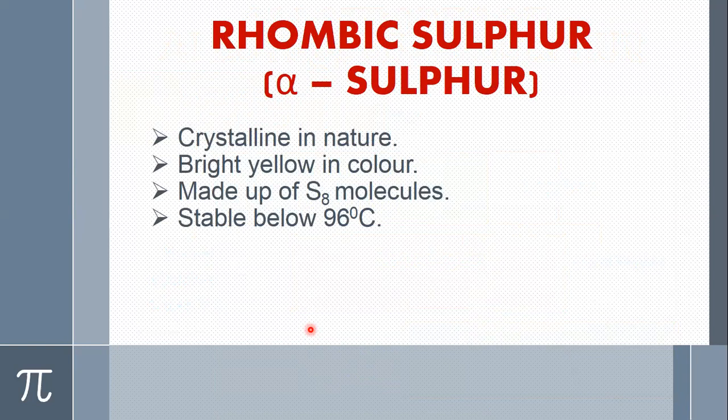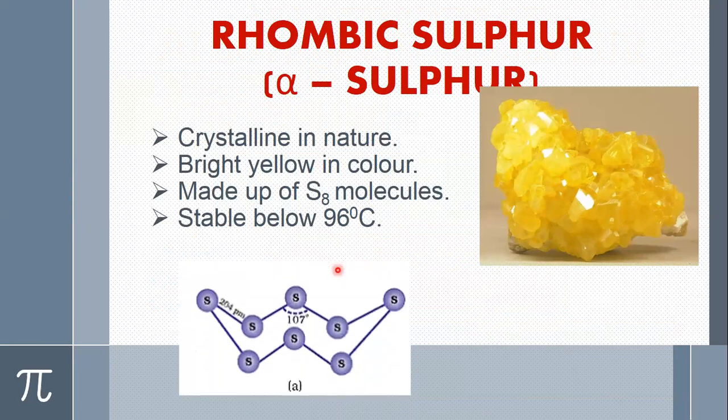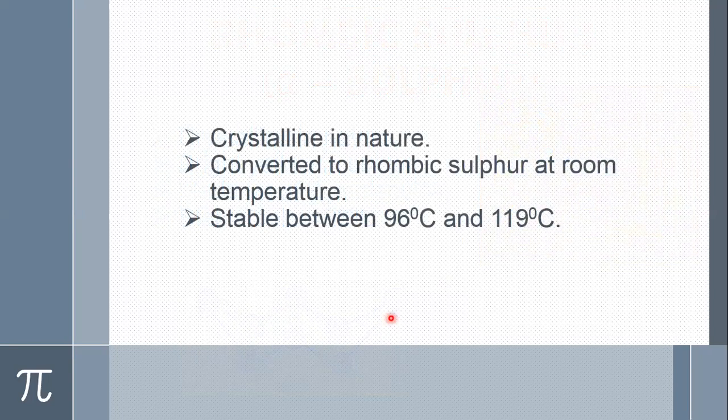Rhombic sulfur. Rhombic sulfur is crystalline in nature, bright yellow in color, made up of S8 molecules, and it is stable below 96 degrees centigrade. As you can see, it is a very bright yellow color. And here it shows you the structure of rhombic sulfur. It is composed of 8 sulfur atoms.